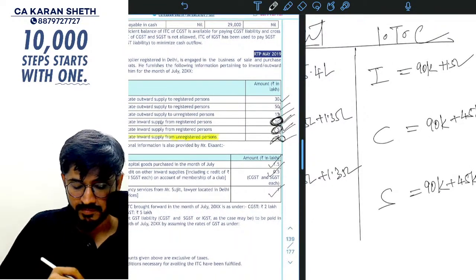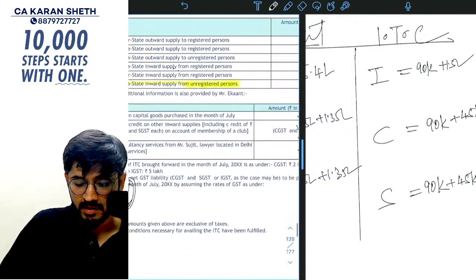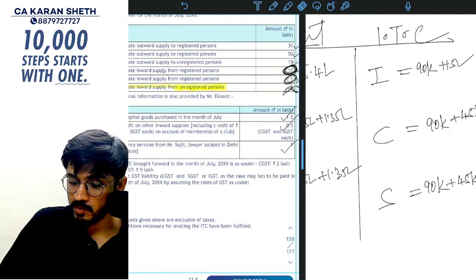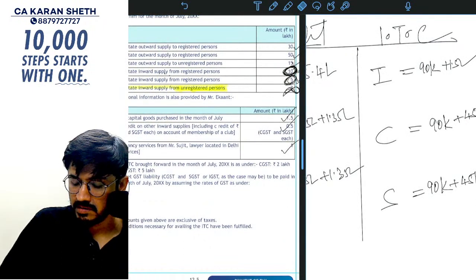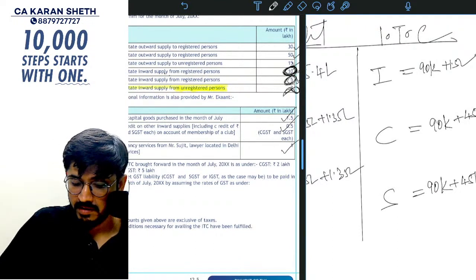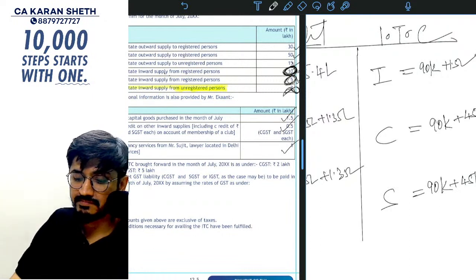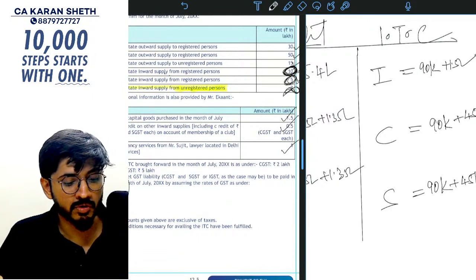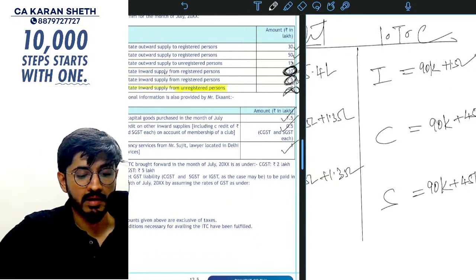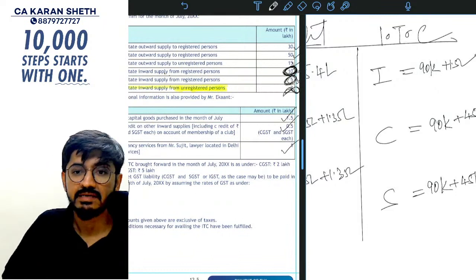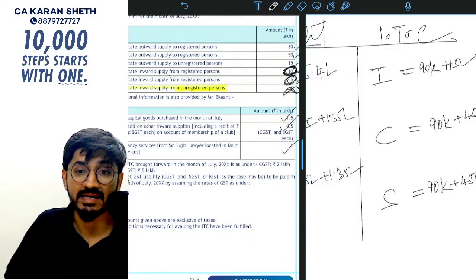And the last one, but before that I will take into consideration the brought forward credit. So C is 2 lakhs, S is 2 lakhs and I is 5 lakhs. Is that very clear? Yes or no, guys? Yes, yes, yes.